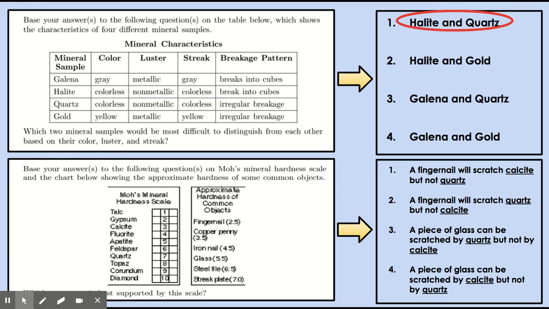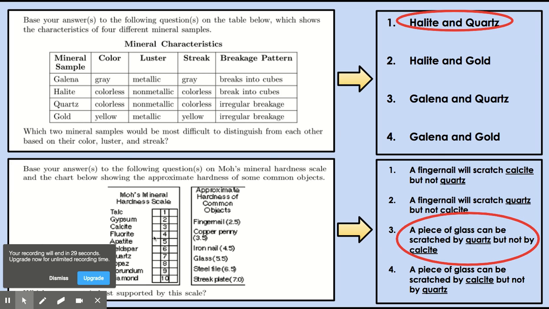For the last question, I wanted to know which statement was supported by the table, and I gave you the table here. Your answer should have been that a piece of glass can be scratched by quartz. If you looked here, glass had a hardness of 5.5. Quartz, its hardness was 7. So quartz would scratch glass, but calcite wouldn't because it has a hardness of 3. So there are your homework answers, guys.